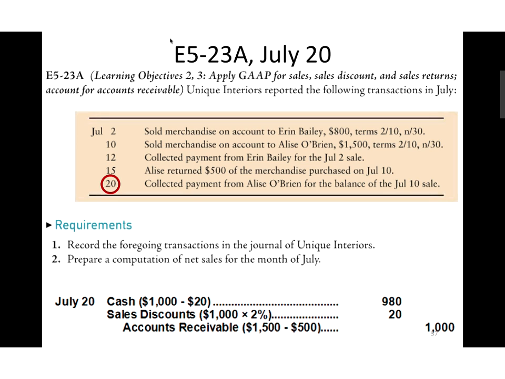Okay, so what we have done now is we have completed requirement 1. Requirement 1 was to do those 5 journal entries. So we did those 5 journal entries. Requirement 2 says to compute net sales for the month of July. Net sales is going to be our total sales less those contra accounts. So less sales discount, less returns and allowances.